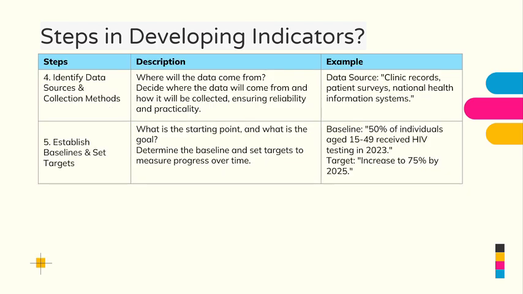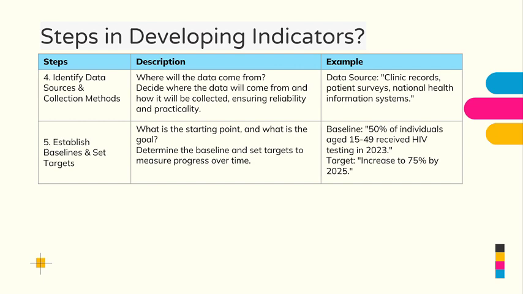Step 4 is you need to identify data sources and collection methods. Where will my data come from? Ask yourself that. You need to decide where data will come from and how it will be collected, ensuring it's reliable and practical. For example, if you're dealing with an HIV program, you're going to look at clinical records, patient surveys, the National Health Information System. Those are some of your data sources. Whatever indicator you develop, how am I going to get that data? What are some of my sources, or what method am I going to use? Where is my data going to come from?